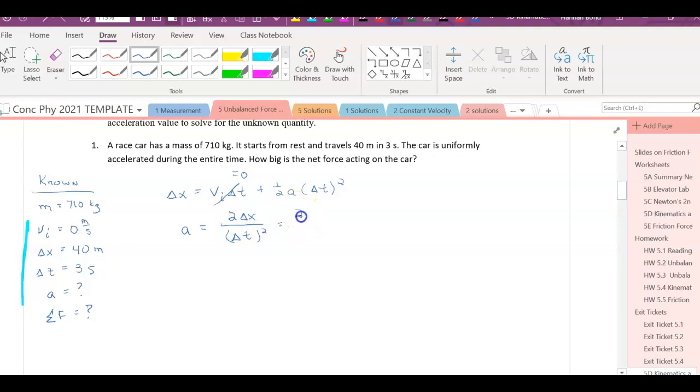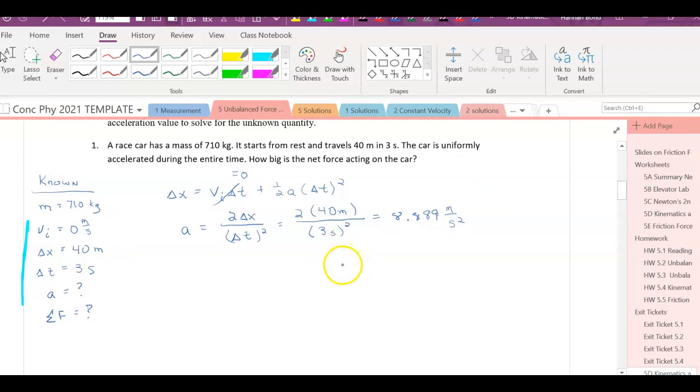So let's see what that is. 2, the displacement is 40 meters, the time is 3 seconds, and that gets squared. And so we get an acceleration of 8.889 meters per second squared.